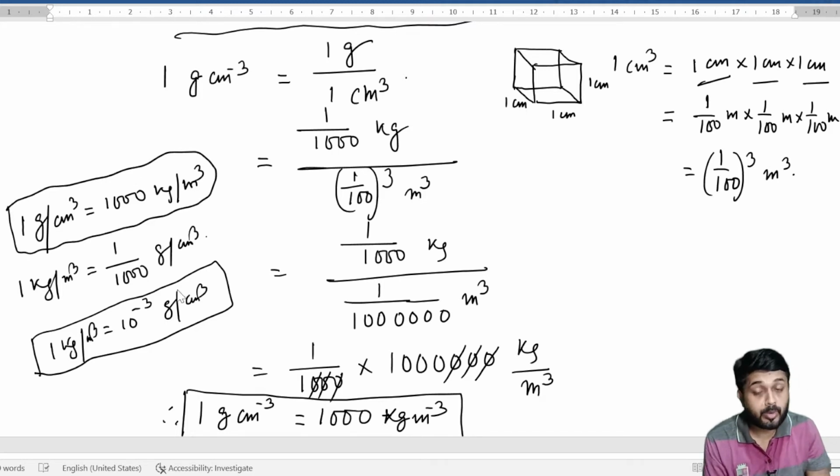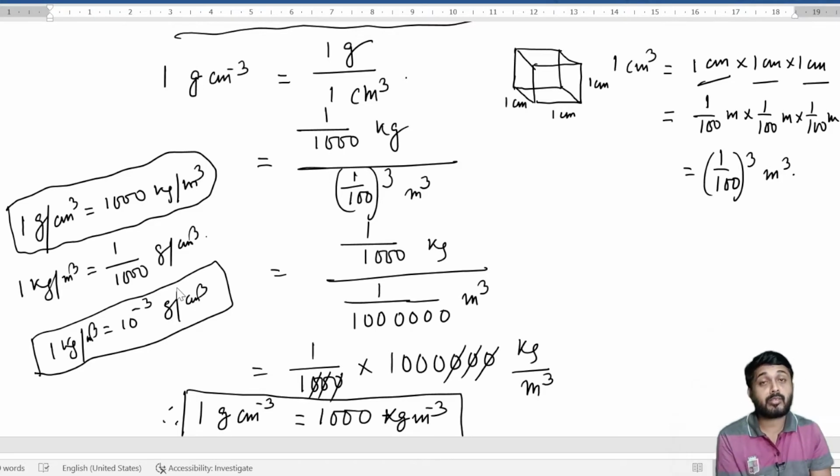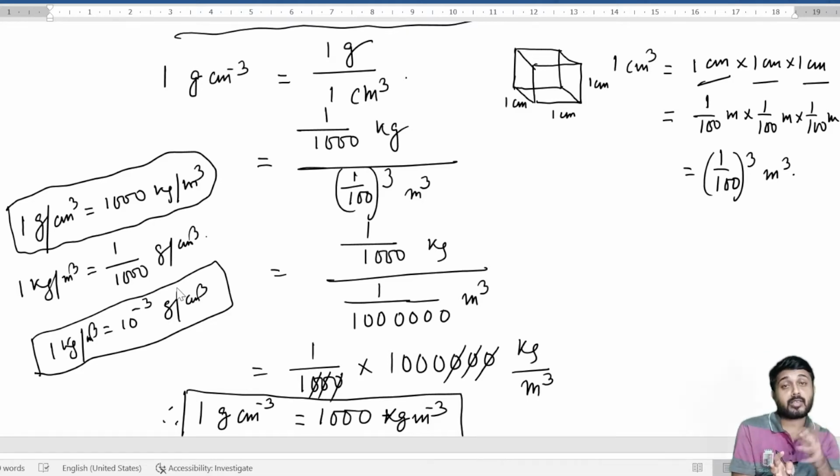This is very important, keeping in mind the examination, because you are asked to convert gram per centimeter cube into kg per meter cube and vice versa, and in the examination you are asked to establish the relationship between the two units of density, SI to CGS and CGS to SI. I hope this is making sense.